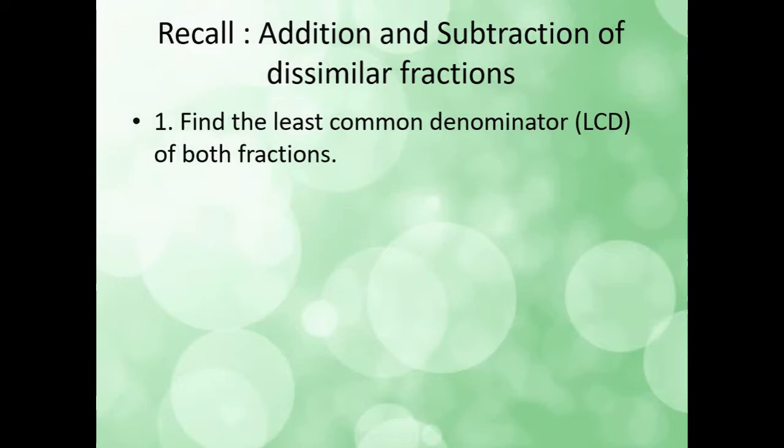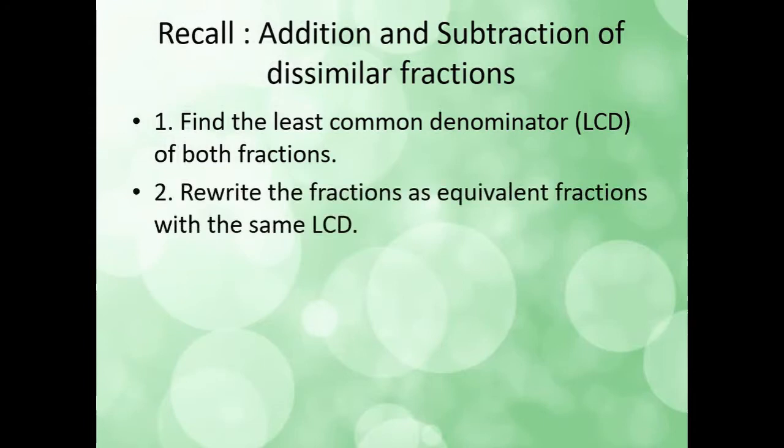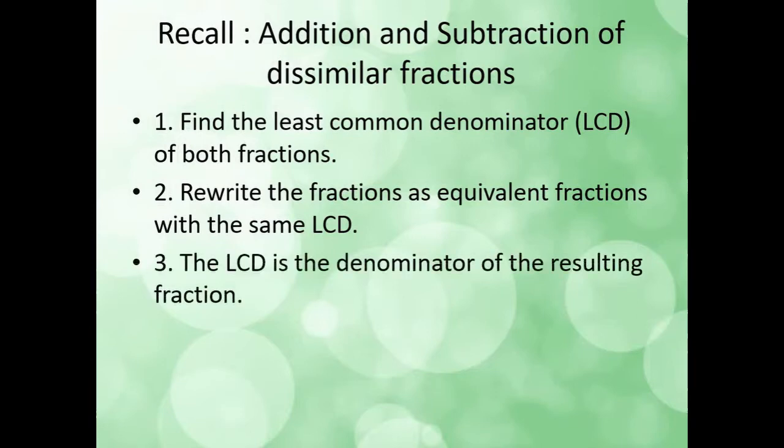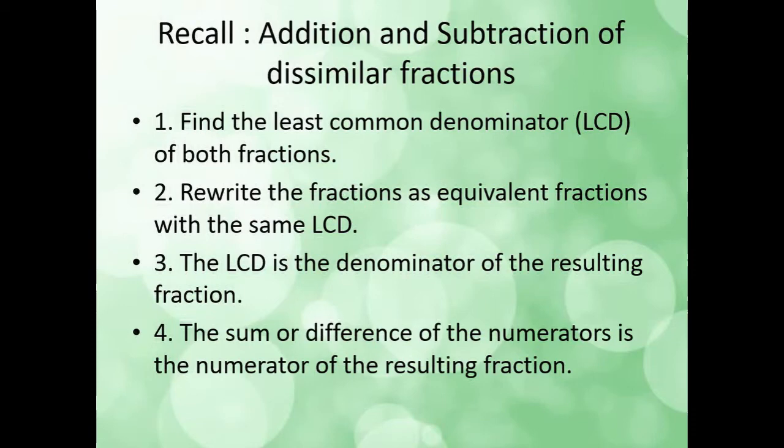First, find the least common denominator of both fractions. Second, rewrite the fractions as equivalent fractions with the same LCD. Number 3. The LCD is the denominator of the resulting fraction. And fourth, the sum or difference of the numerators is the numerator of the resulting fraction.